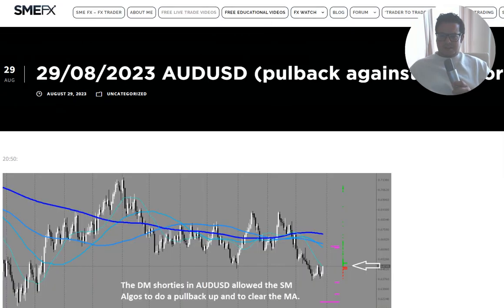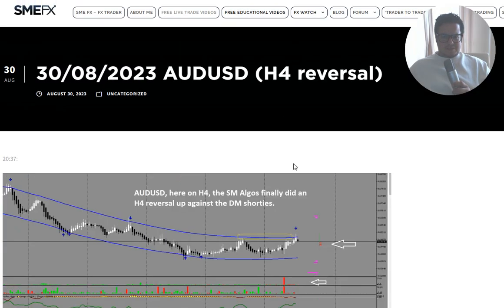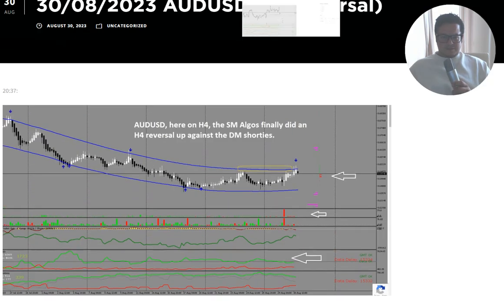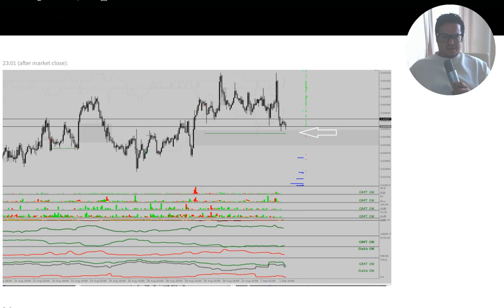short-term targets. Aussie, so we see the pullback up against the shorty similar to the other dollar pairs. Okay, clearing the high there on the 30th. And then we had a nice MTS below the price. That was a nice short trade towards there, yeah.